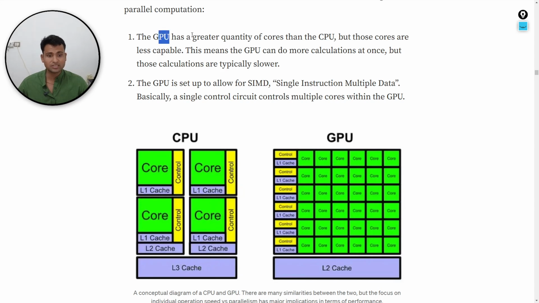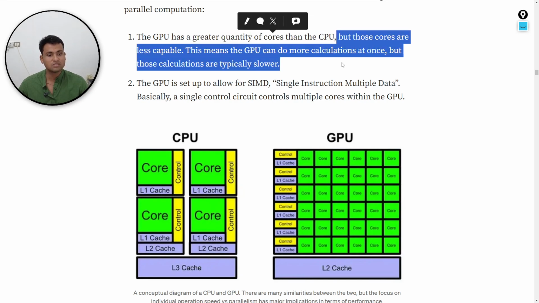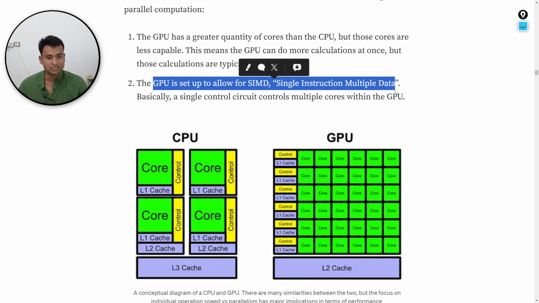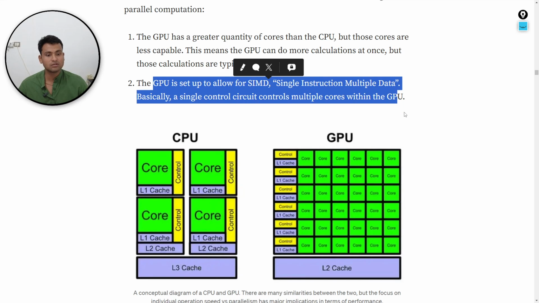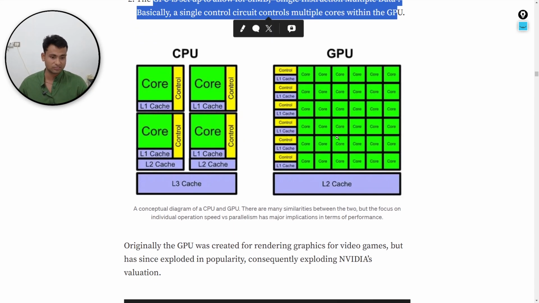First, the GPU has a greater quantity of cores than the CPU, which you can see in this diagram here. But those cores are less capable. This means the GPU can do more calculations at once, but those calculations are typically slower. Second, the GPU is set up for single instruction, multiple data. Basically a single control circuit for multiple cores within the GPU. So lots of data is coming in, but all of it has the same instruction to be performed on it. At that, the GPU outshines.